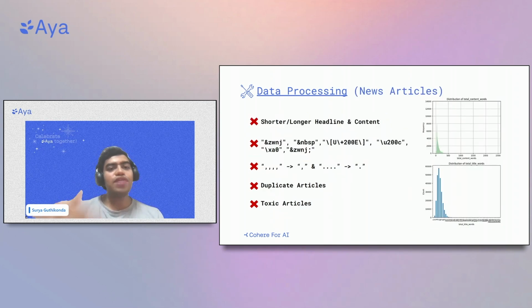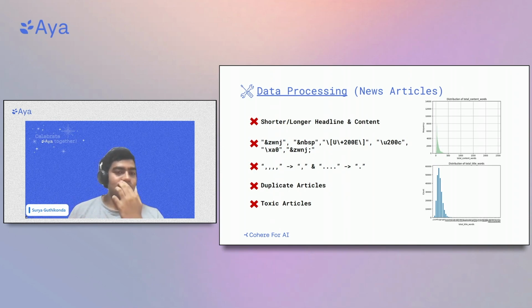And this is what we have done for the data set. We plotted the article content and article headline length as a histogram, and then we deleted the longer and shorter headlines and content. We also removed these particular Unicode characters which we came across while web scraping, particularly the Telugu data set. And the next one was unusual punctuation marks.